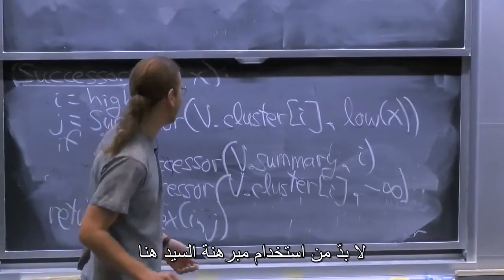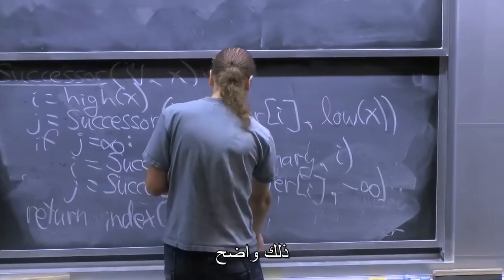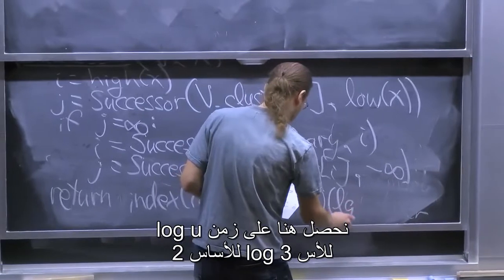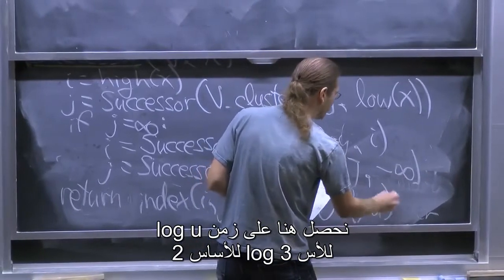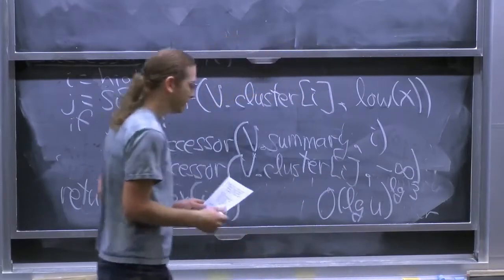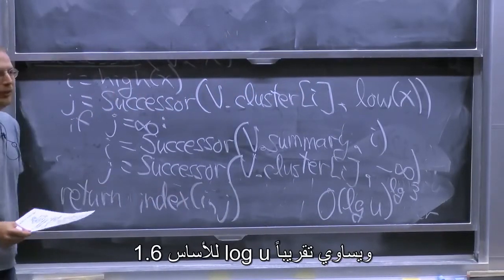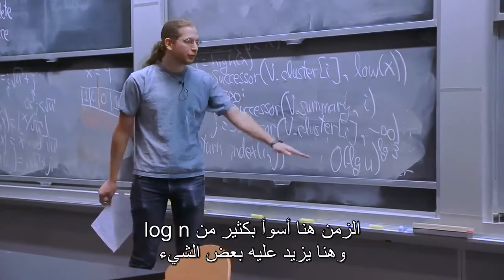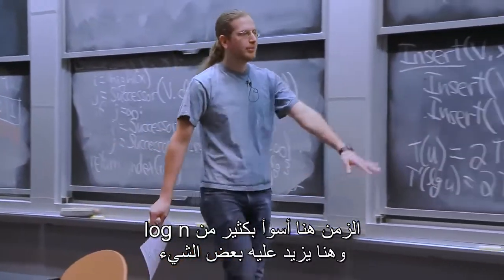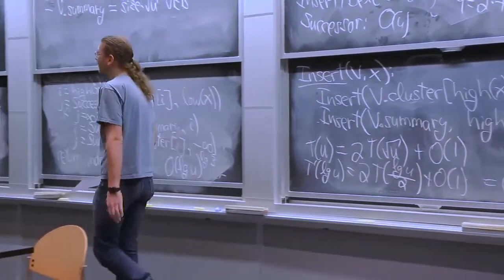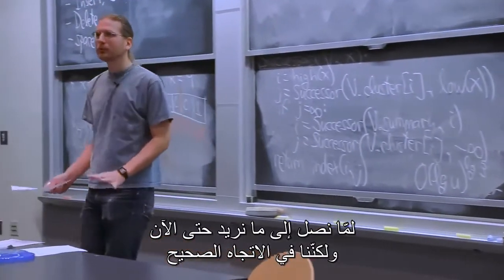Here I would definitely use the master method. In this case, we get log u to the log base 2 of 3 power, which is log u to the 1.6 or so. So both worse than log n. Or this is strictly worse than log n. This is maybe just a little bit worse than log n, depending on how u relates to n. Okay, so we're not there yet, but we're on the right track.